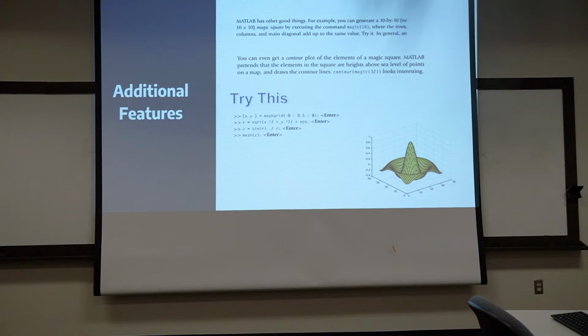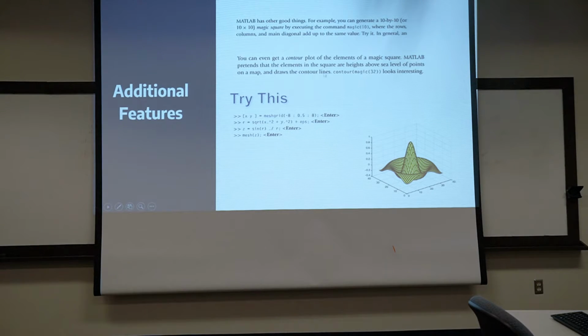Now, additional features for MATLAB. You can create what they call in MATLAB the magic square. It's like a 10 by 10 kind of matrix. If you write the command magic(10) in your MATLAB, then you have equal rows and columns, and the main diagonal would add up to the same value. That's what they call the magic square. I would say the programmers were playing in this case, but you can try it out. Good to know.